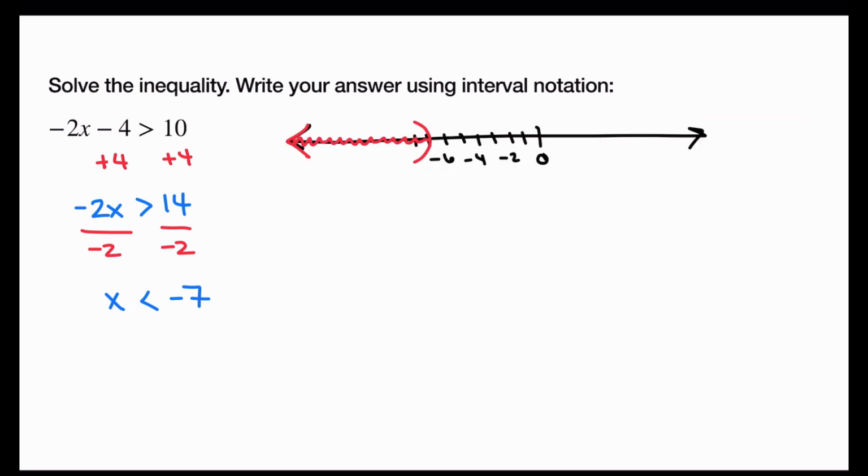So on the number line, my solution is everything that is less than negative 7, but this time we're not including the negative 7. Negative 7 is not part of our answer. So in interval notation, this is the interval from negative infinity to negative 7, but I use parentheses on both parts of the notation. Always use parentheses with infinities. And the negative 7 is not included, so we have to use a parenthesis with that.